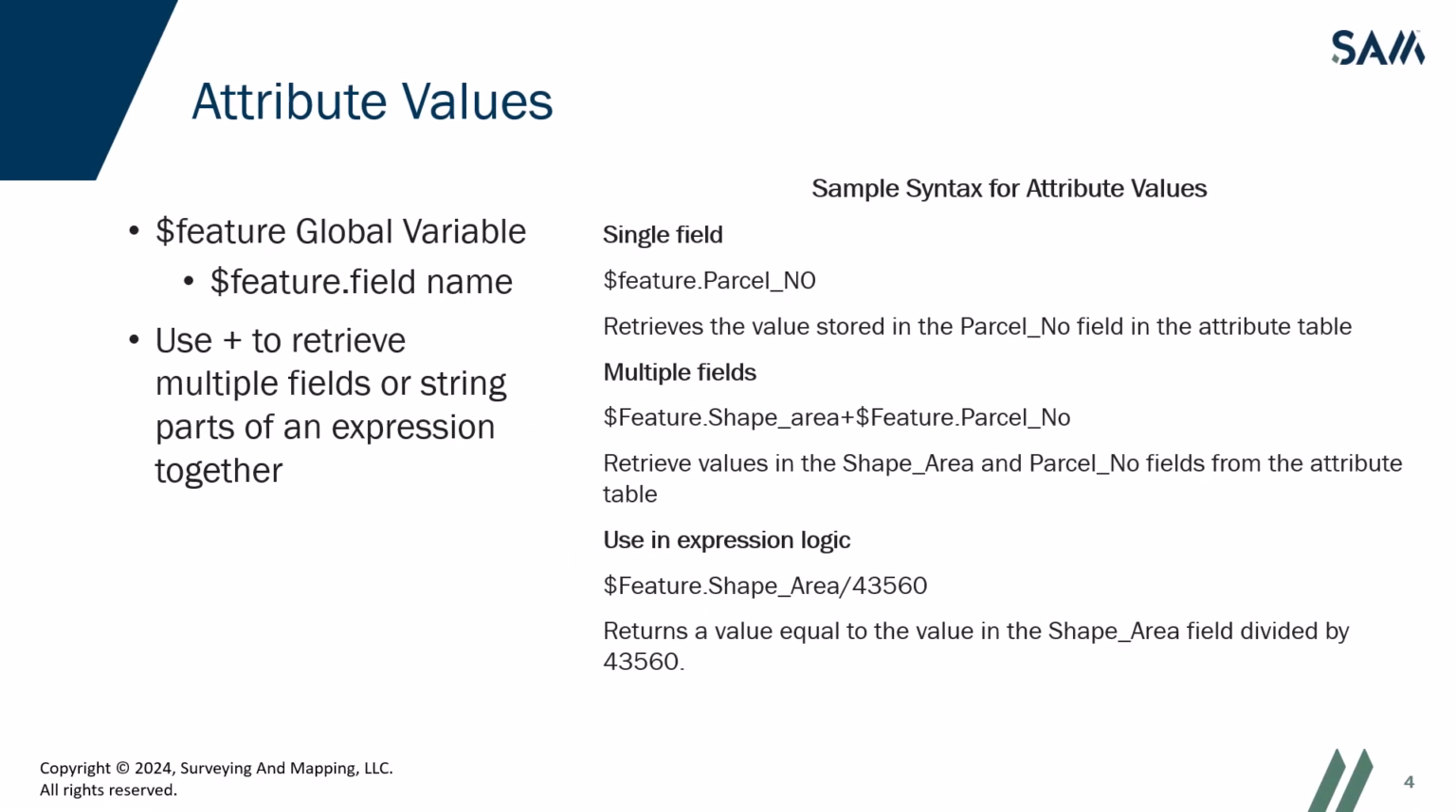Of course, you're not limited to just accessing a single field. You can retrieve values from multiple fields within an expression, and you can string those together or combine those using a plus sign. So let's go take a look at this in ArcGIS Pro and see how that works.